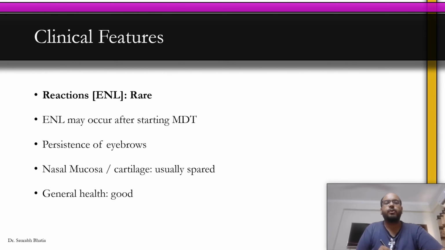Histoid leprosy rarely goes into reactions, and reactions like ENL are rare. We know that ENL is mostly a feature towards the lepromatous pole, but histoid Hansen is also towards the MB leprosy pole. But reactions are rare, especially ENL. However, ENL may occur after starting MDT. The moment you start MDT in histoid Hansen, be very careful that the patient can develop ENL. Another unique feature is persistence of eyebrows. We know that madarosis is an important clinical component of lepromatous leprosy.